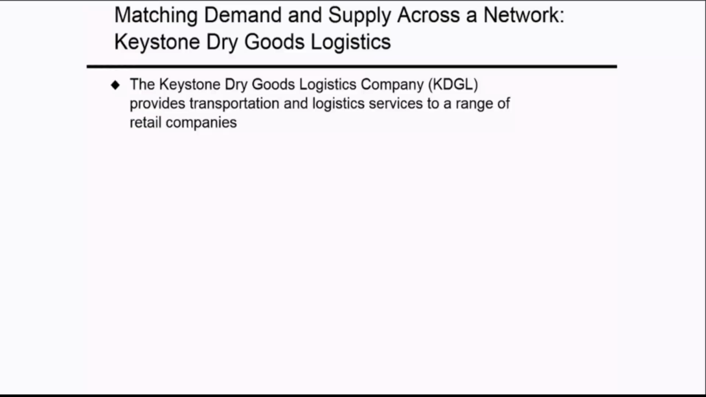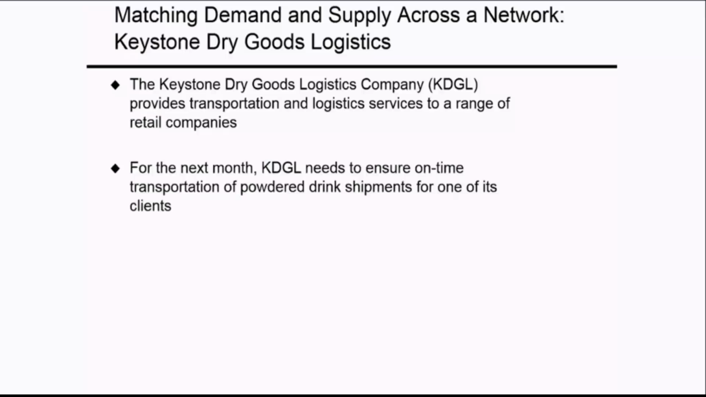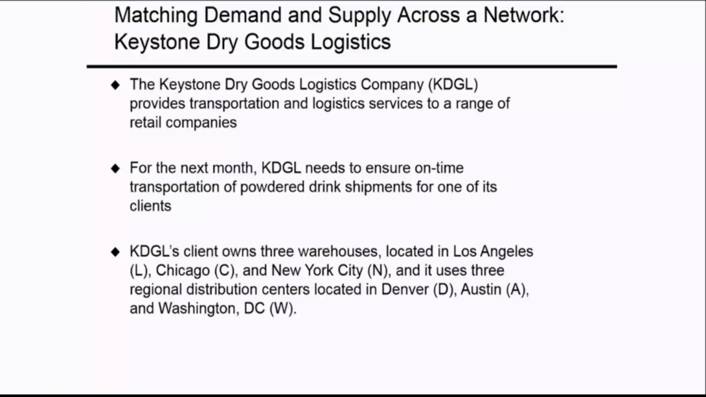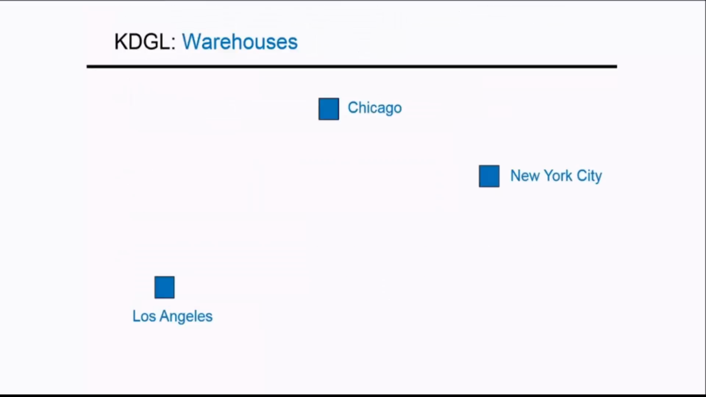Now in this section, we'll have a different kind of optimization problem, a problem where optimization involves a network of locations. Here's the business context we're going to analyze. Keystone is a dry goods and logistics company that moves goods for its customers. This particular customer needs Keystone to move goods from a network of locations that includes 3 warehouses and 3 distribution centers. Here are the warehouses, here are the distribution centers. So this is the complete network.